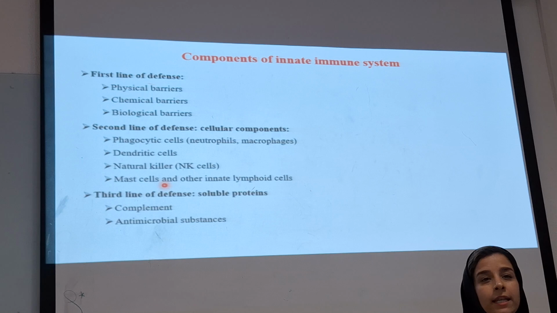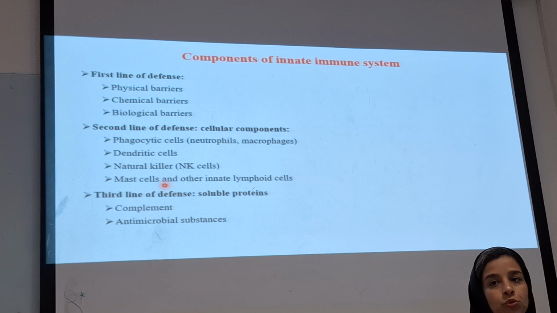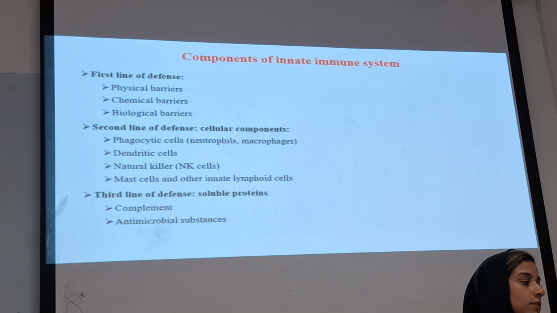And what about the innate immune system? It protects us against pathogens through three lines of defense. The first line of defense is barriers in our body, chemical barriers and physical barriers.